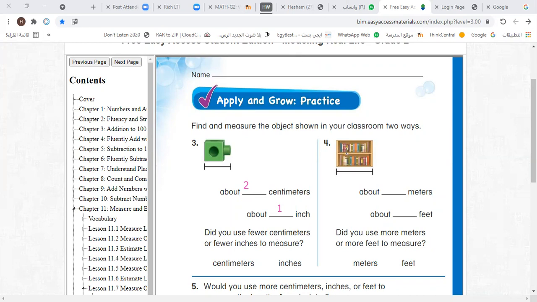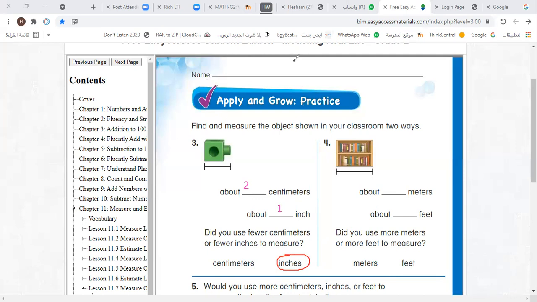Let's choose Muhammad Farid. Hello, Muhammad. How are you? Fine, thank you. Muhammad, did you use fewer centimeters or fewer inches to measure? Fewer inches. Fewer inches, because here 1 inch. Yes, fewer inches, because here only 1, but here 2. 1 is less than 2. So it's fewer inches. Let's choose inches. Thank you, Muhammad Farid. Bye.